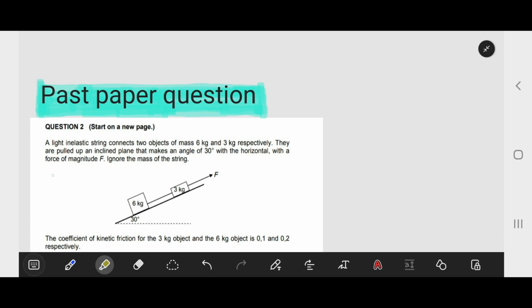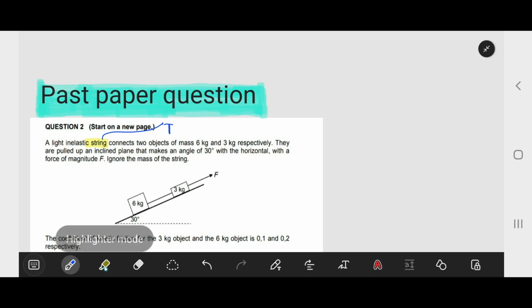The instruction says, a light inelastic string connects two blocks, right? So this should be inextensible. The string should be inextensible. So if we have a string, then it means there is tension that will act on that string. Okay, so remember that string should be inextensible, right? So a light string connects two blocks of mass 6 kg and 3 kg respectively.